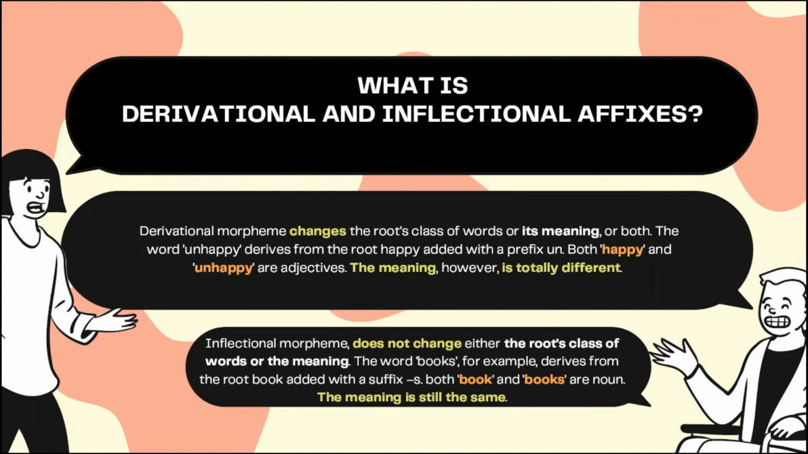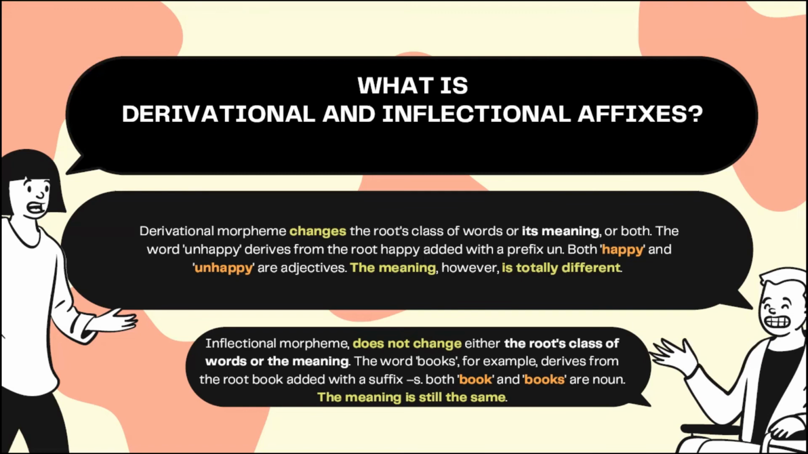Another example is lion. A lion is a noun. But what if I add the suffix s at the end? Lions. Lion and lions. The first one doesn't change the meaning, and the second one doesn't change the word class of the word lion. Both words are still nouns, and it doesn't change the meaning of it, right? It's still lion.